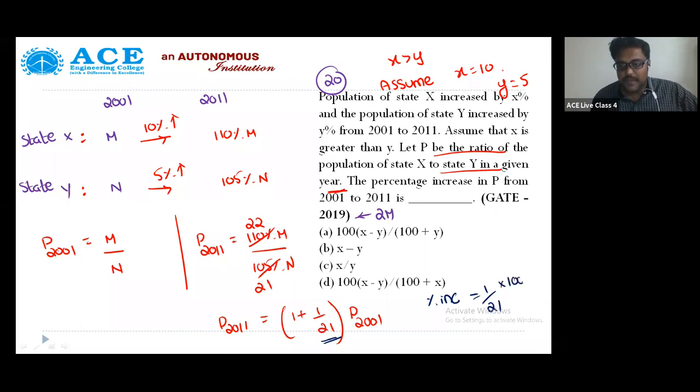So 100 by 21%. Guys, which option is giving 100 by 21%? That's what I want. The percentage increase is 100 by 21. Now how to solve this question is, you substitute x and y value in the options. You just substitute small x value and small y value in the options. Which option is giving 100 by 21 is your answer.